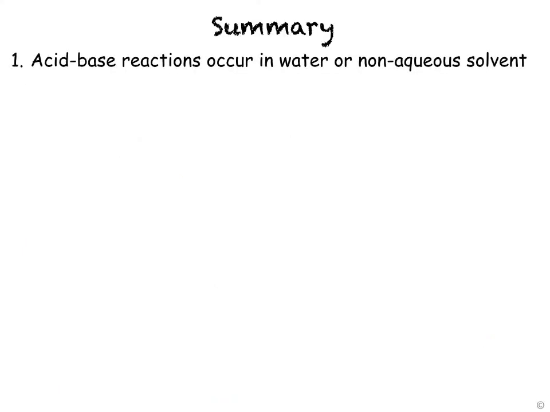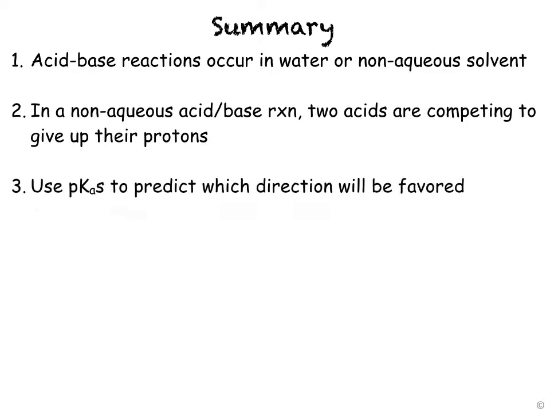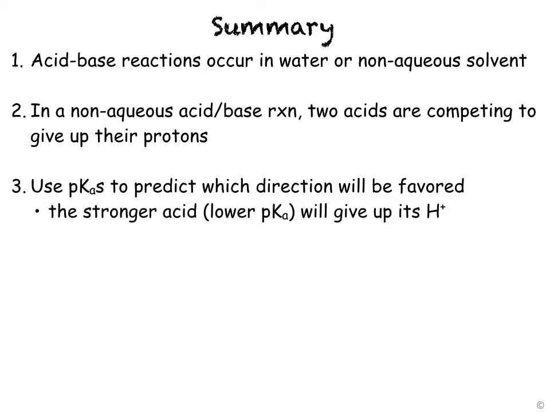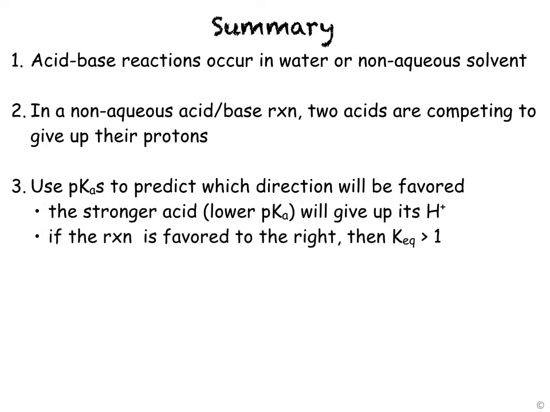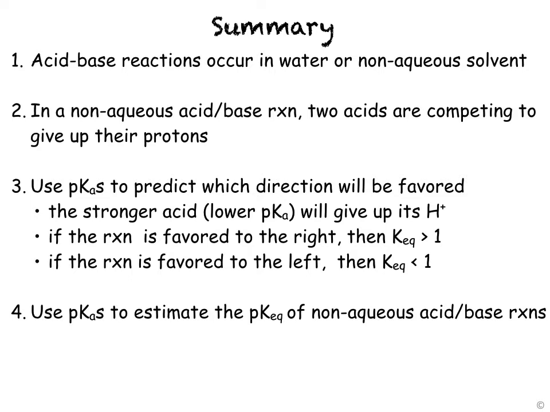So let me give you a summary here. Acid-base reactions occur in water and in non-aqueous solvent. Under non-aqueous conditions, two acids are competing to give up their protons. And when they do this, we're going to use the pKa's in order to determine which side is going to be favored. The stronger acid, that is the acid with the lower pKa, is going to give up its proton. If the reaction is favored to the right, the KEQ, by definition, is greater than 1. And if the reaction is favored to the left, the KEQ is going to be less than 1. And we're going to use the pKa's to estimate the KEQ of the non-aqueous acid-base reactions.